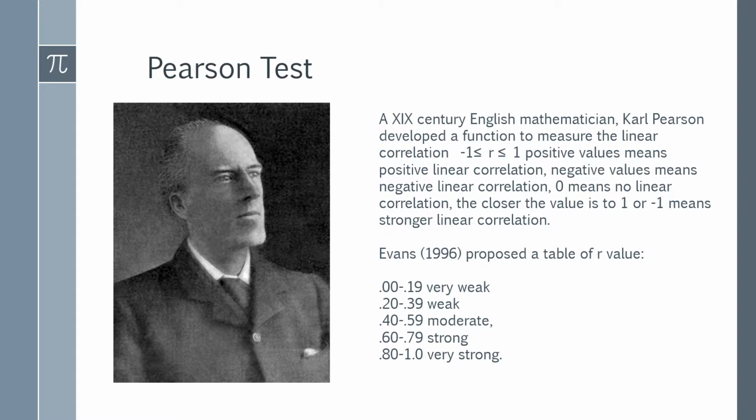0.00 to 0.19 is very weak. 0.20 to 0.39 is weak. 0.40 to 0.59 is moderate. 0.60 to 0.79 is strong, and 0.80 to 1 is a very strong correlation.